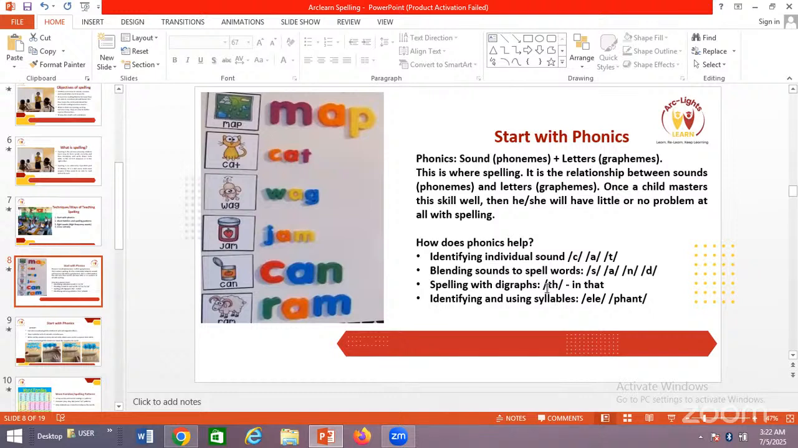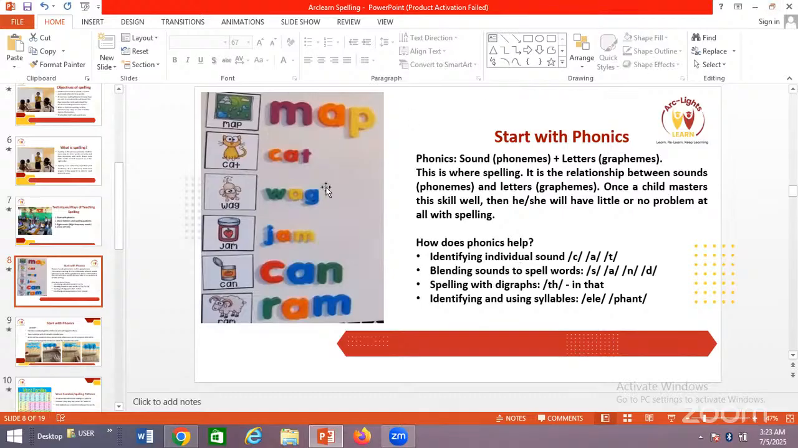Now, for the older children, they can identify and use syllables. That is breaking the word into segments. If I have elephant, I can say elephant. As they are saying it, they write the L and E, fant, and then they write the remaining part. And when it comes together, they have spelled whatever it is they want to spell.